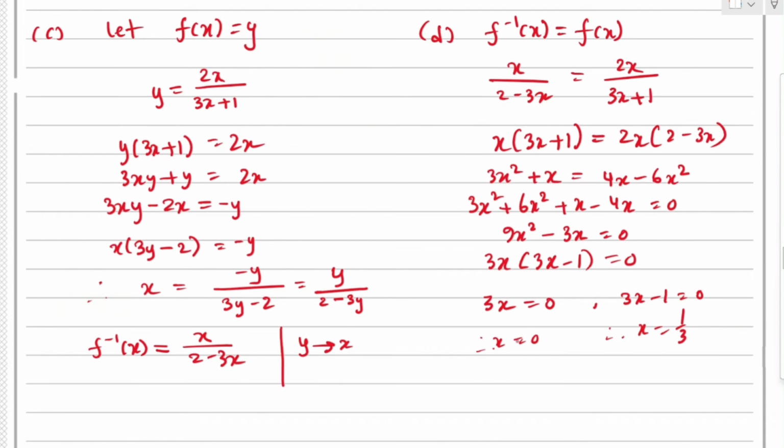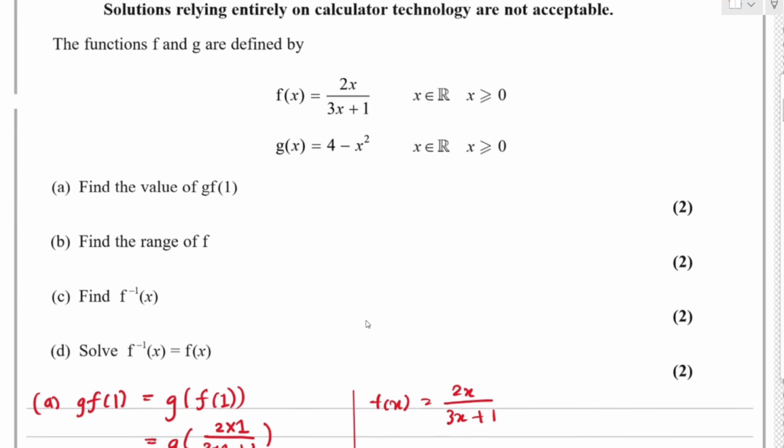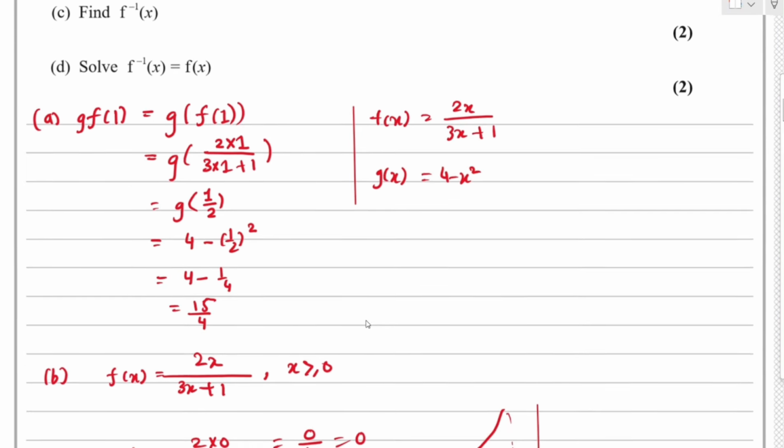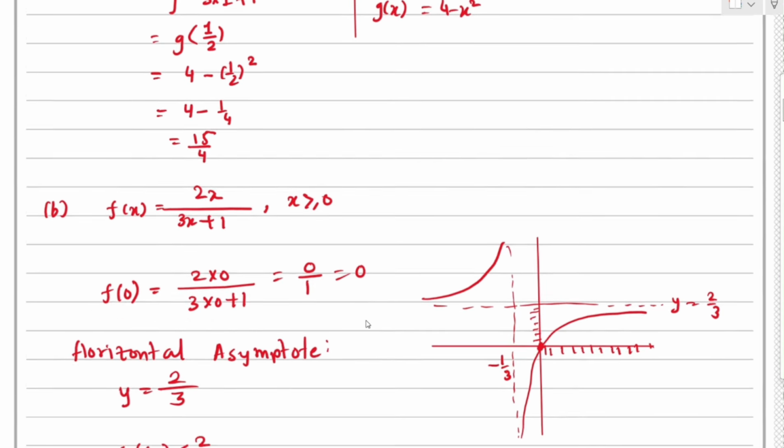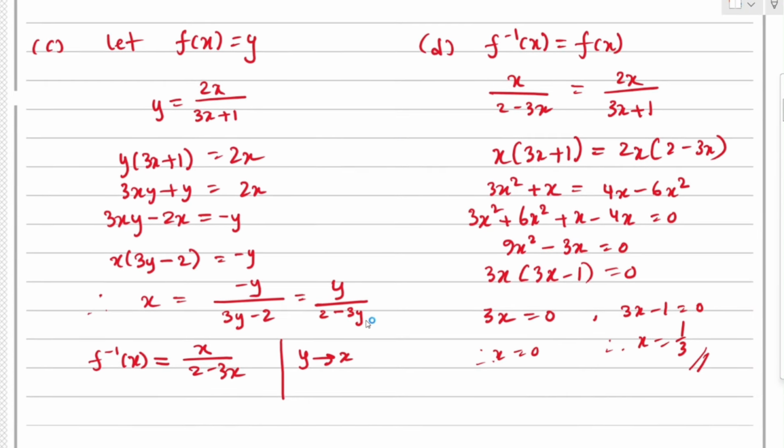We can check whether or not our answer is correct by inputting these values in our respective functions. And when we do that, we will find that the left hand side is equal to the right hand side, proving that our values are correct. So this is our answer for part D. So this concludes our question number 1. We can now move on to question number 2.